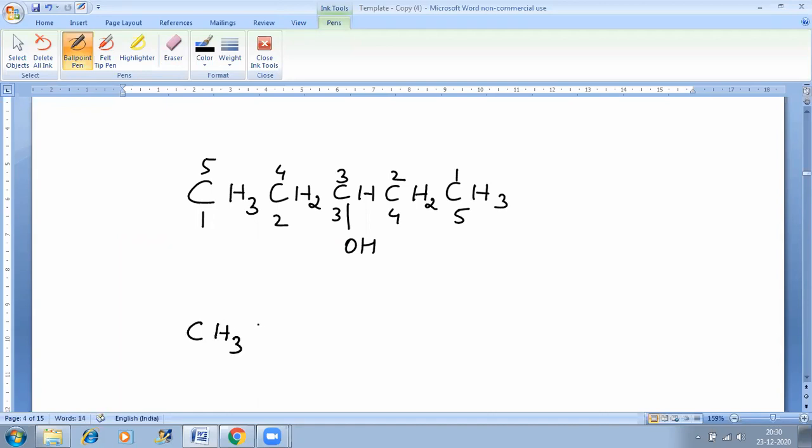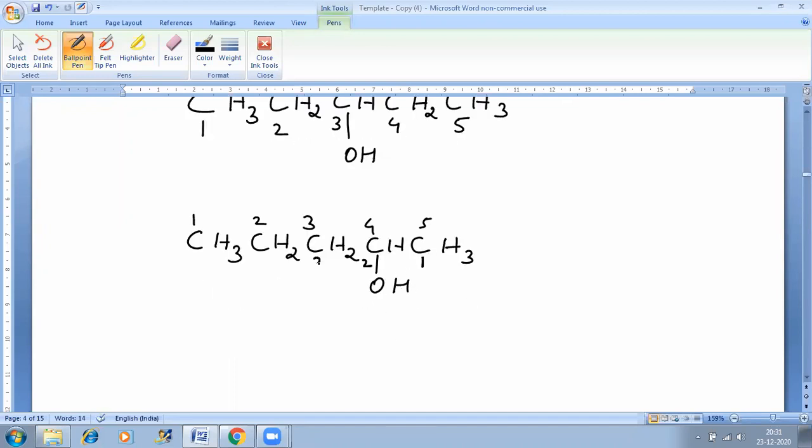But if it is this way, one way could be this, one way could be this. But only one possibility is correct. We cannot say that both are correct. Why? Because now the carbon to which OH is attached is getting different numbers. If I go from left to right, the number is 4. If I go from right to left, the number of the carbon getting OH is 2. So which one is correct? 2, because 2 is lower than 4. That's the rule. So this way of numbering is correct.